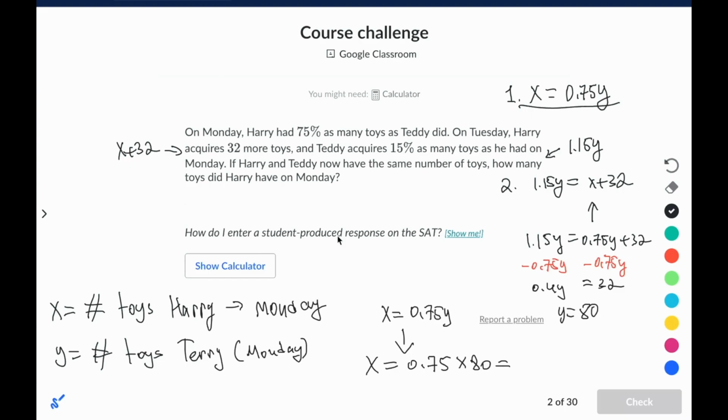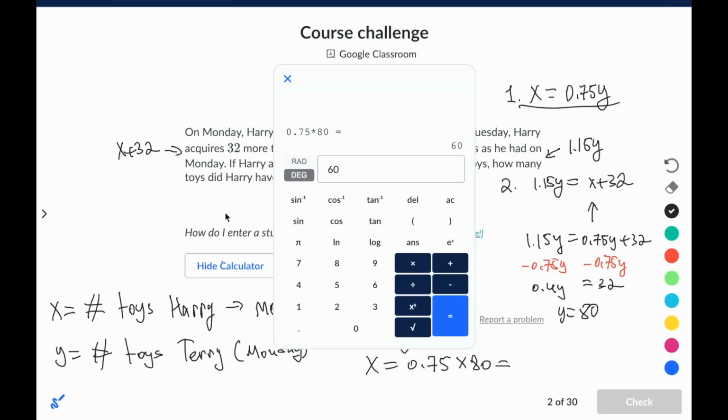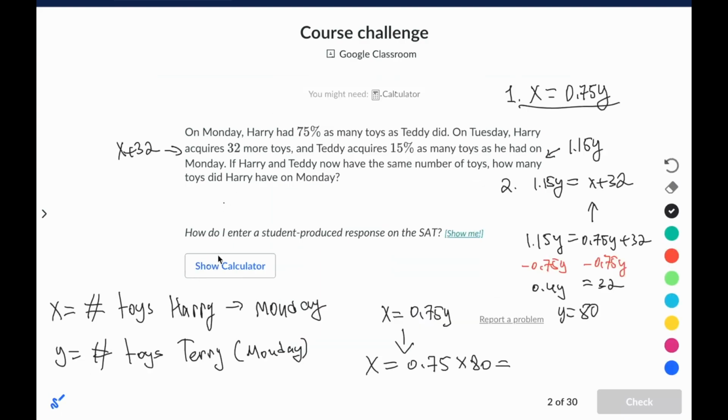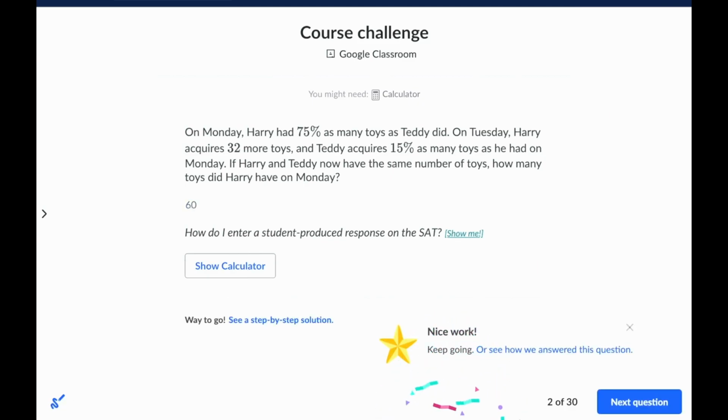let's use the calculator. Is there a calculator on Khan Academy? Oh yeah, there is a calculator. Oh, I need to turn off the annotation first. Okay. So we need to find 0.75 multiplied by 80. So that would be 60. Okay. So our answer is 60. Should be. And yep, that's correct.